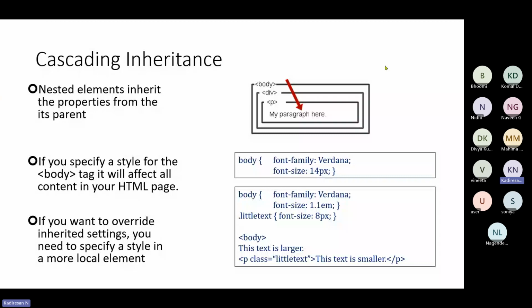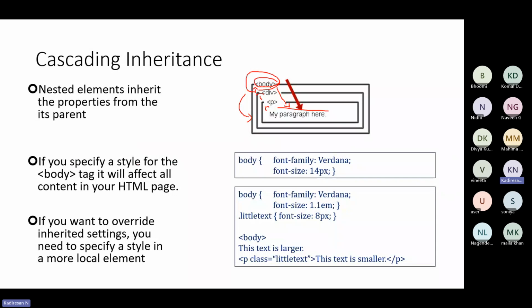So here in this image, you can find this my paragraph. This my paragraph is inside this paragraph, and this paragraph is inside this division column, and this division column is inside this body. That means whatever changes you are going to make for this body element is going to affect this paragraph column. So that is the hierarchy. How cascading inheritance works is that nested elements inherit the properties from the parent. So this body is nothing but the parent class. From this parent class, it is going to appear here.